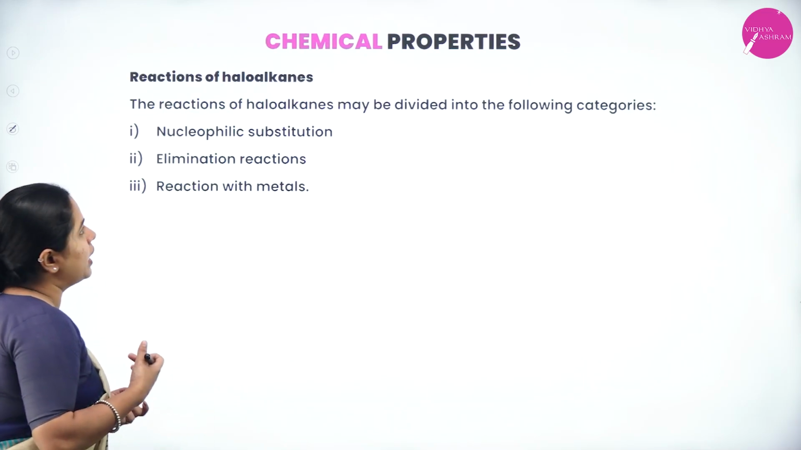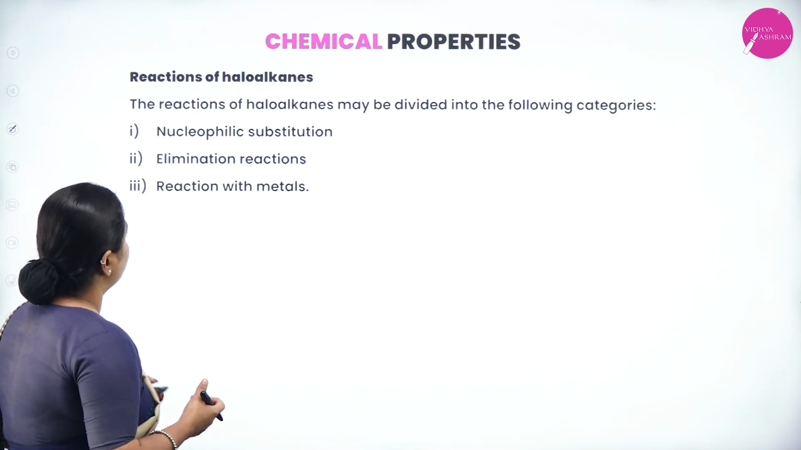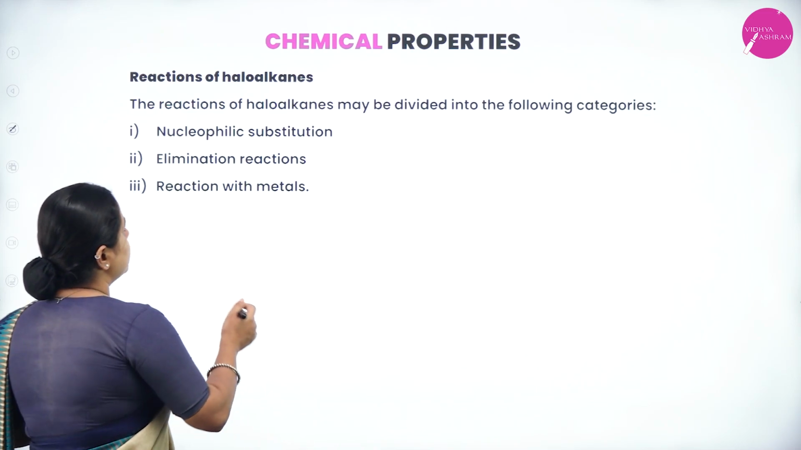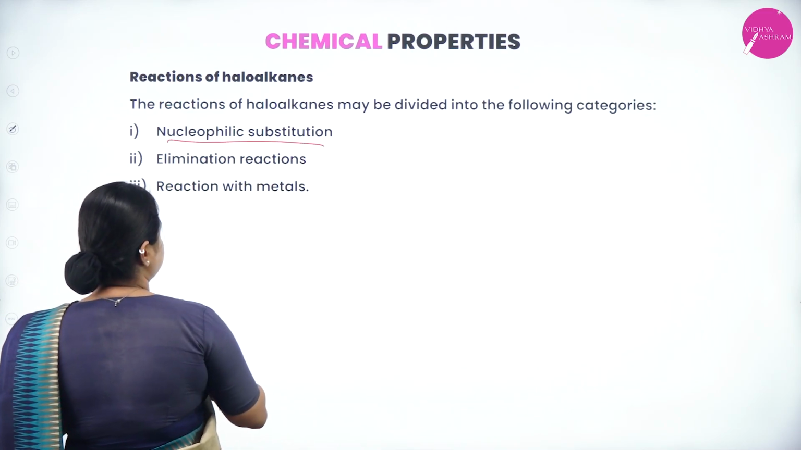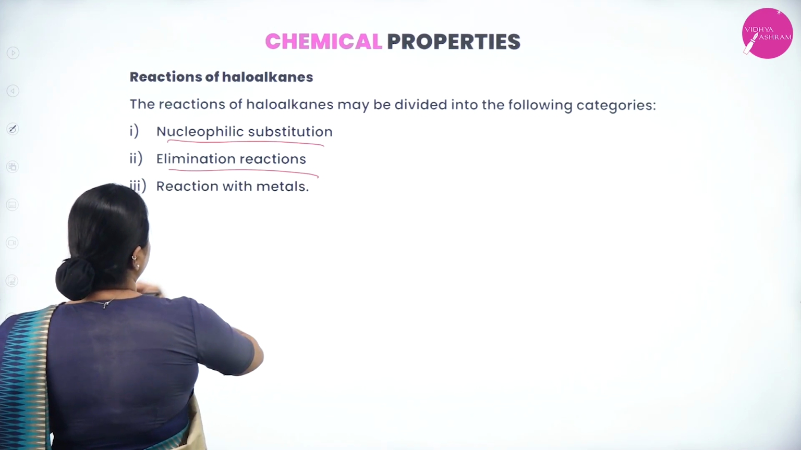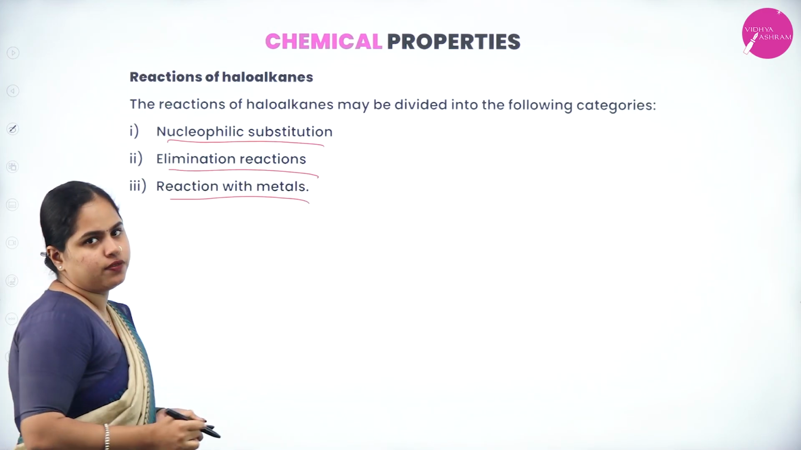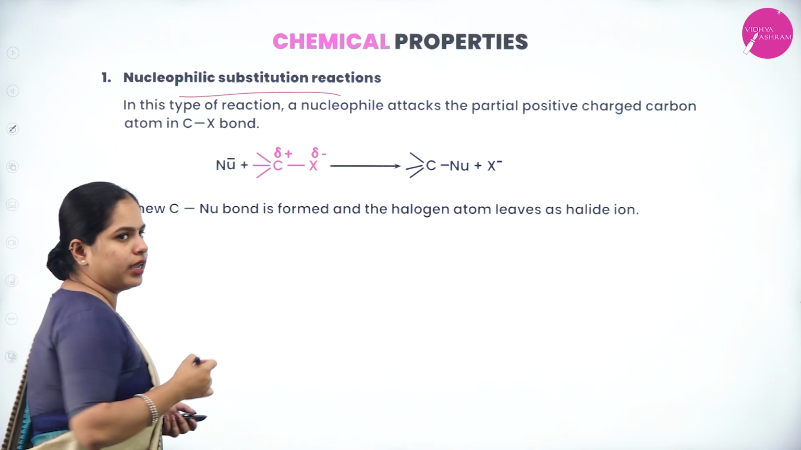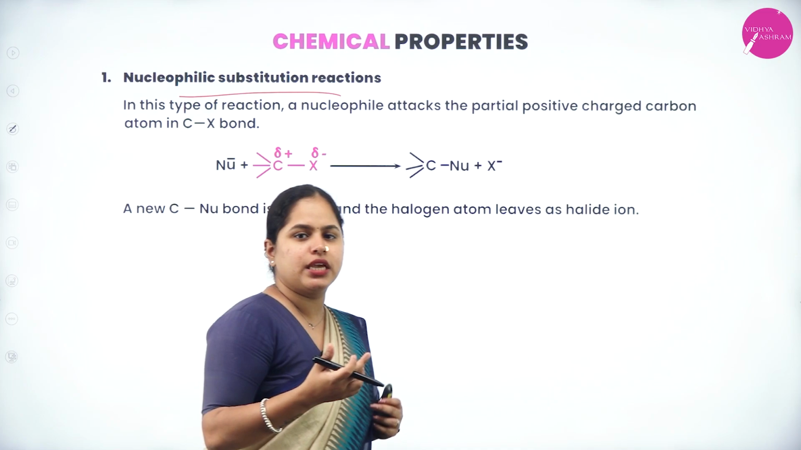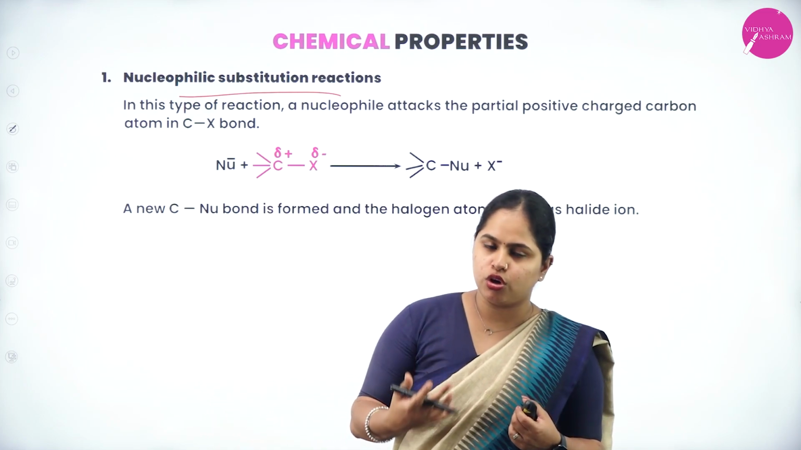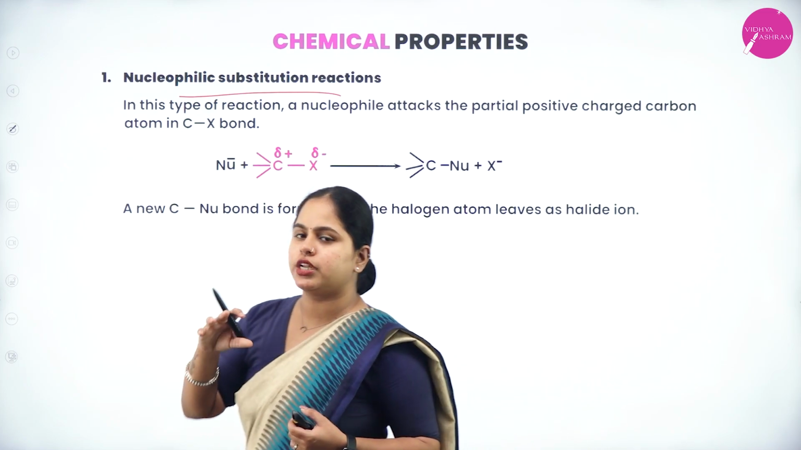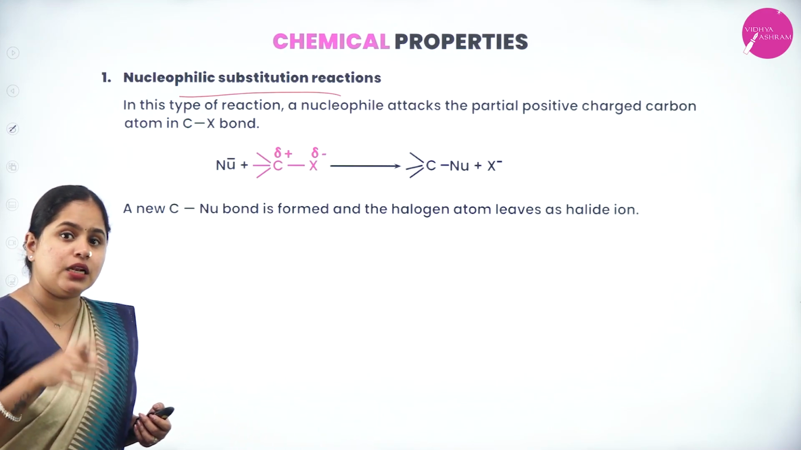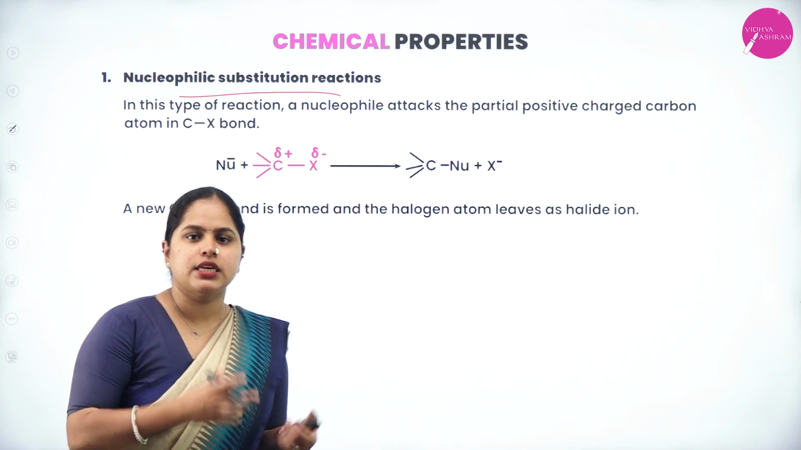Okay, moving on to the chemical properties. We are going to study the reactions of haloalkanes, which are divided into the following categories. The first one we will be studying is the nucleophilic substitution reaction. Next is the elimination reaction. And the third one is reaction with metals. So let's begin with the first one, the nucleophilic substitution reaction. From the name itself, nucleophilic means a nucleophile, and substitution reaction means a nucleophile is going to be substituted in place of a halogen, right?